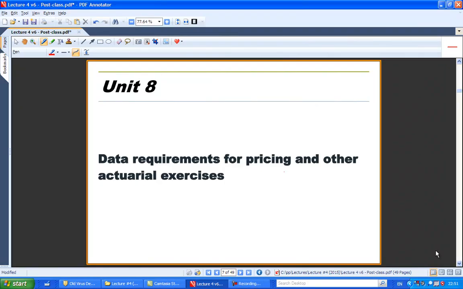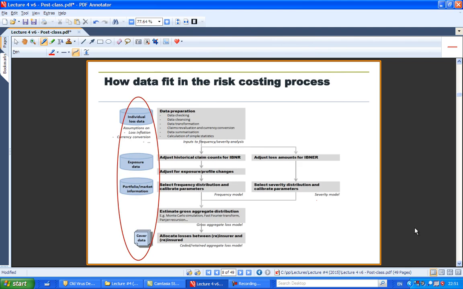This online lecture is on the content of Chapter 8, Data Requirements for Pricing, and we'll be trying to now delve into the costing process. We are well within this flowchart that I have already shared with you in a previous lecture. Specifically, we're looking at the left-hand side of those little cylinders that are the data that we need for the costing process to work.